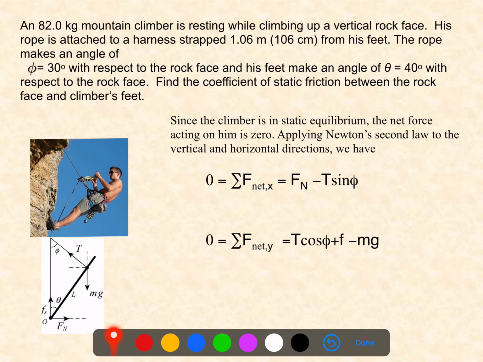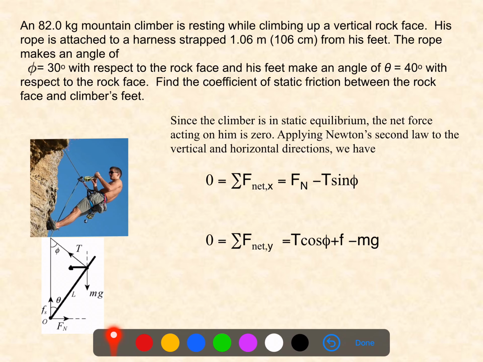So in the x direction, I've got the normal force of the rock pushing outward on the climber's feet, and I've got the component of the tension that is pointing in the negative x direction here, which is T sine of phi. Okay, hopefully you can see why that's the case, as it is located opposite of the angle phi.